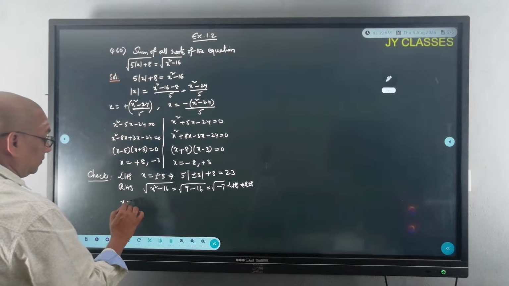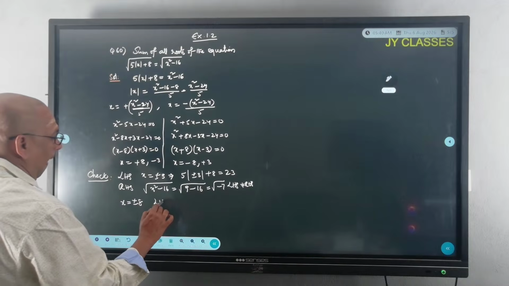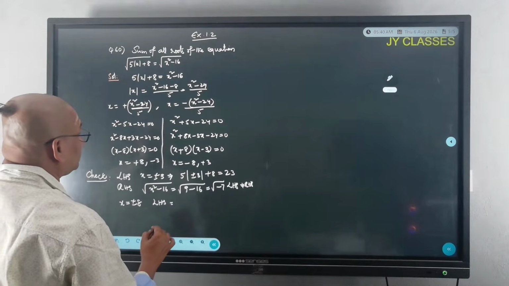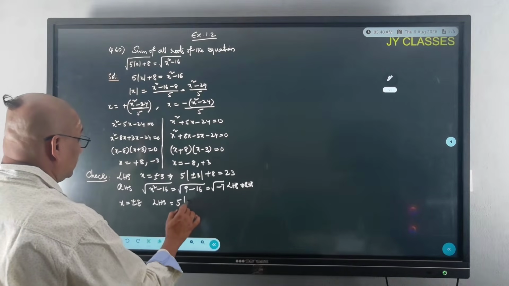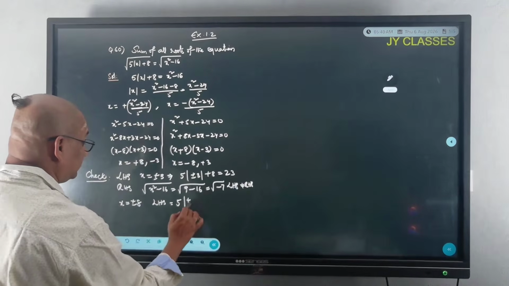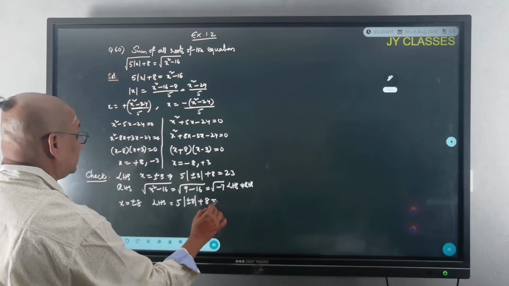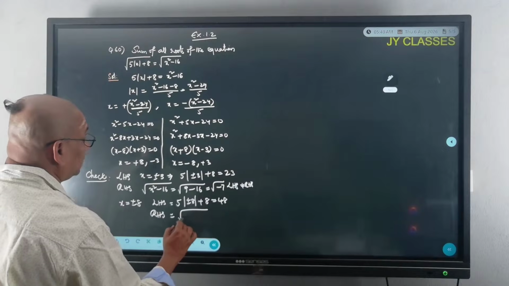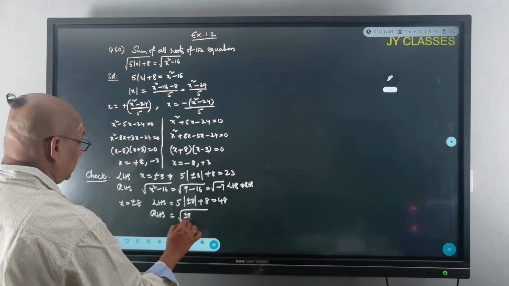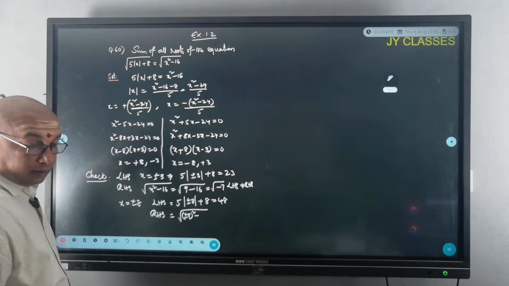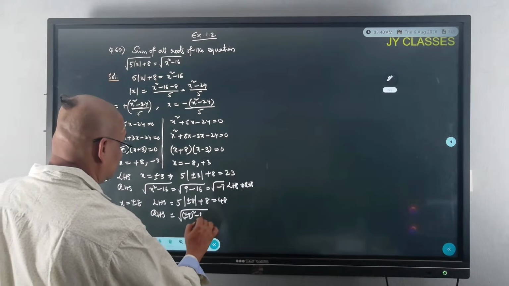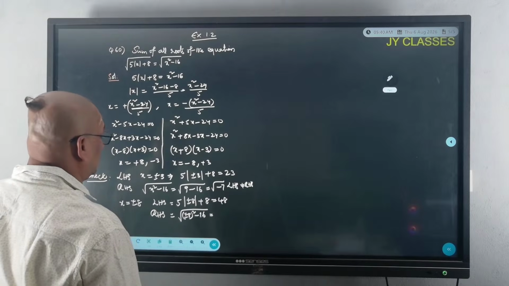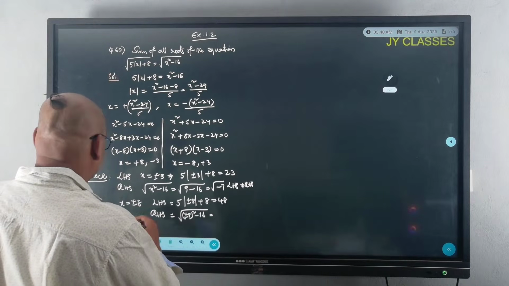x is equal to plus or minus 8. LHS is equal to 5 mod plus or minus 8 plus 8, 48. RHS is equal to root over plus or minus 8 square minus 16. I'm sorry, there is no root.